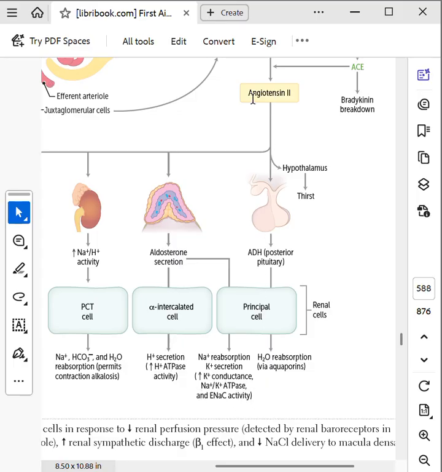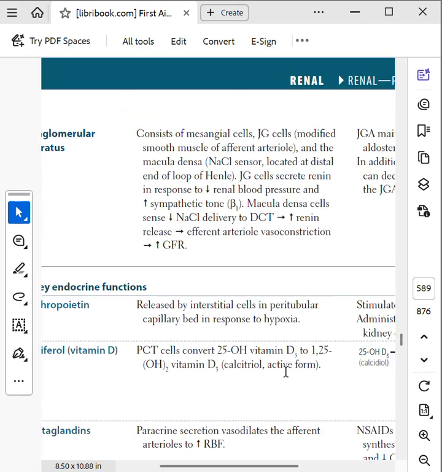And through ADH, angiotensin 2 goes to the hypothalamus. It tells the hypothalamus that we need to increase ADH. ADH, antidiuretic hormone, is released from the posterior pituitary. The angiotensin 2 works on the hypothalamus, and from the posterior pituitary ADH is released. The ADH comes and works on the principal cells in the collecting tubule of the kidney, and this causes water reabsorption via aquaporin 2 channels, right?